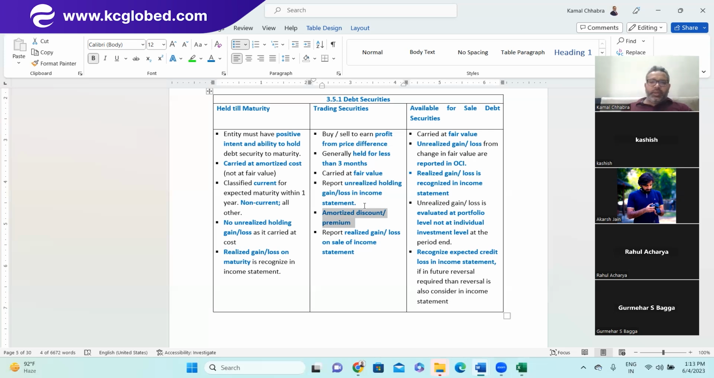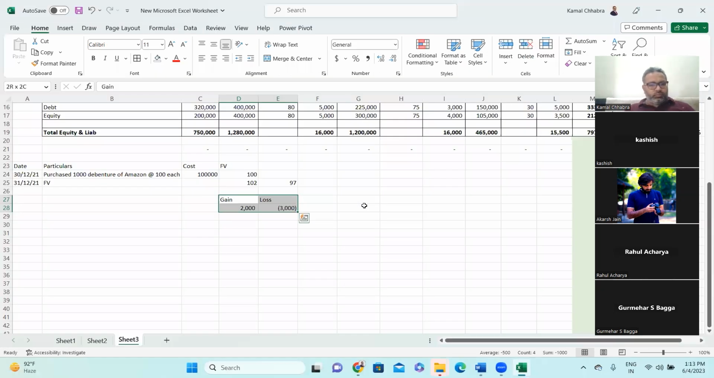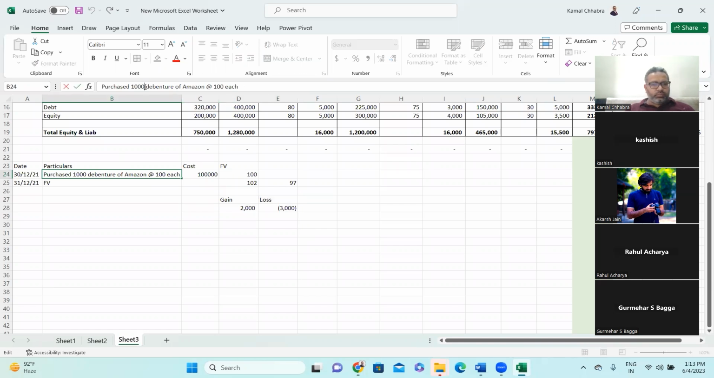So what does amortization of discount or premium mean? From what I understand, it means that the $90 of premium would be amortized over the period for which we plan to hold that security. We will recognize that premium in our books. That's what I understand.